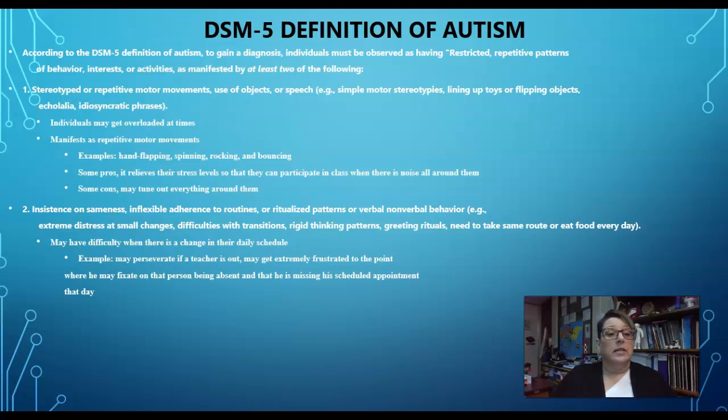1. Stereotyped or repetitive motor movements, use of objects or speech. For example, simple motor stereotypes, lining up toys or flipping objects is very common. Echolalia, not as common necessarily, but also idiosyncratic phrases they say over and over again.